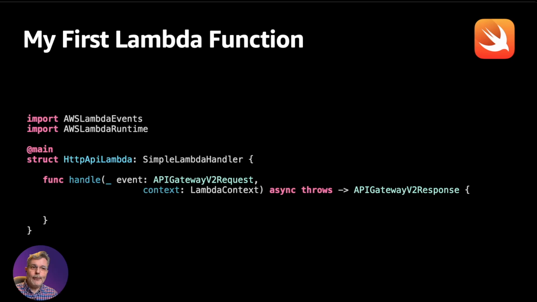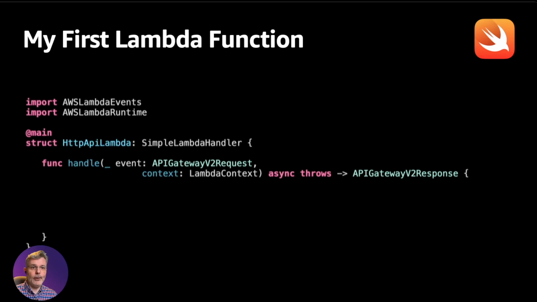That function is going to be called by the Lambda runtime whenever there is an event for you to process. The name of the method is handle. It receives as an input an event, and the context, which gives a bit of information about the runtime itself. It's asynchronous, it might throw, and it returns a response. In this example, the service in front of my Lambda function, so the service that will invoke my Lambda function, is actually an API Gateway. So the type of the event is an API Gateway request, and the response is an API Gateway response.